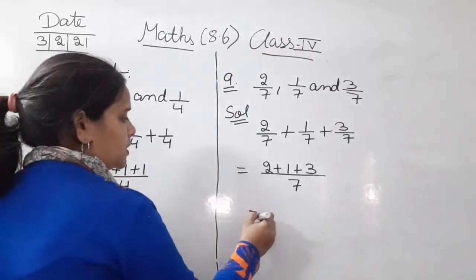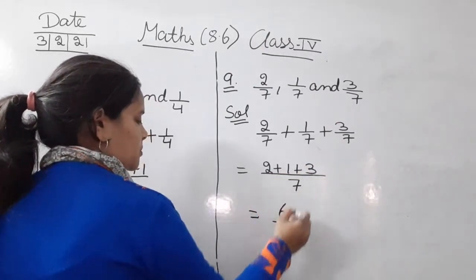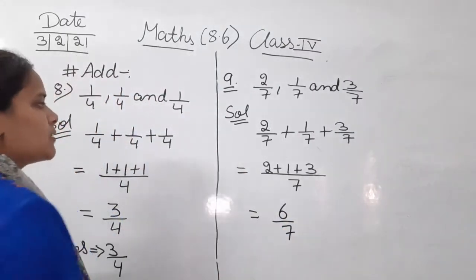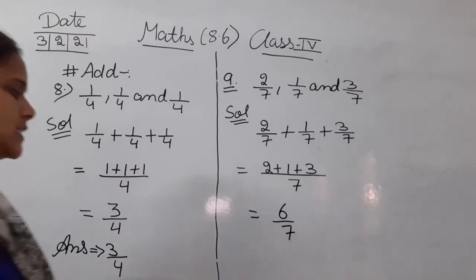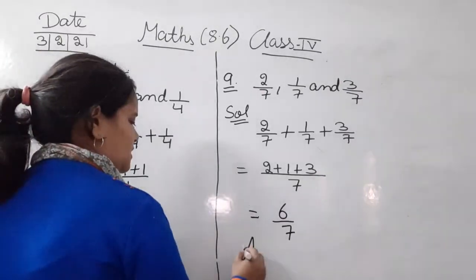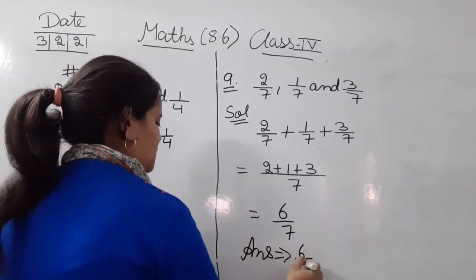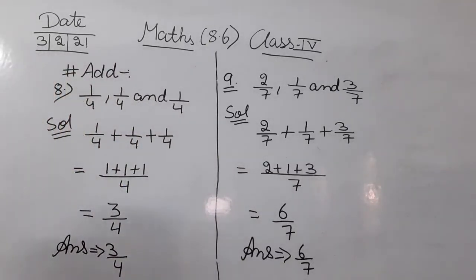Now add them. 2 plus 1 is 3, 3 plus 3 is 6. Denominator is 7. So the answer we got after adding 2 upon 7, 1 upon 7 and 3 upon 7 is 6 upon 7. This is the answer, that is 6 upon 7.